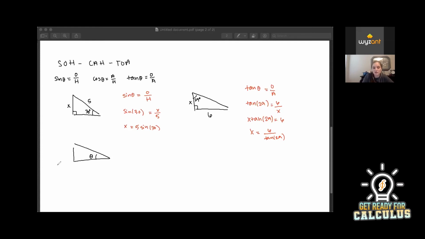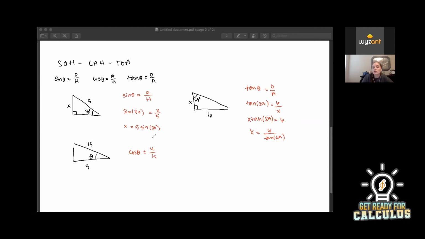Okay, the only other type of situation you'll run into is if you don't have the angle. So let's say we're looking for this angle and we know that this side is 4. You're still trying to figure out which one you're going to use. We have the adjacent side and we have the hypotenuse. So that tells us that we're going to want to use cosine. So we'll say cosine of theta is equal to 4 over 15.